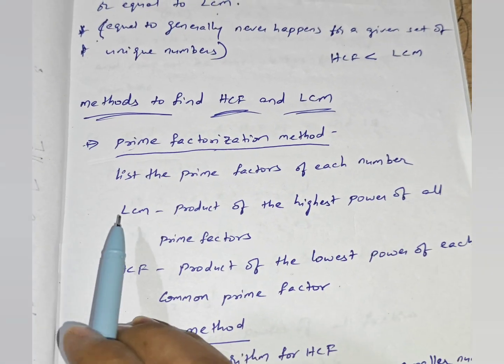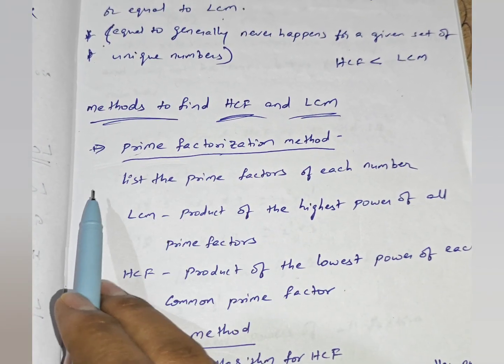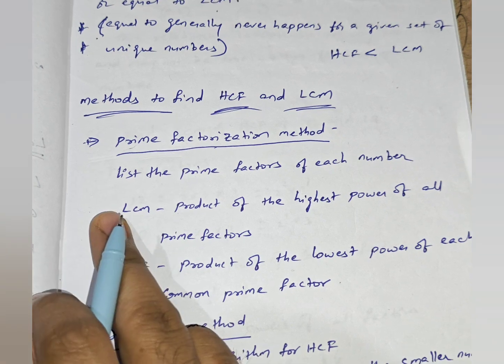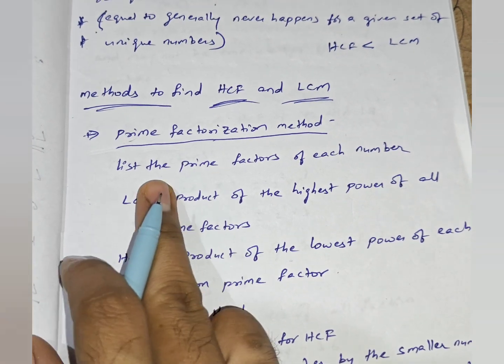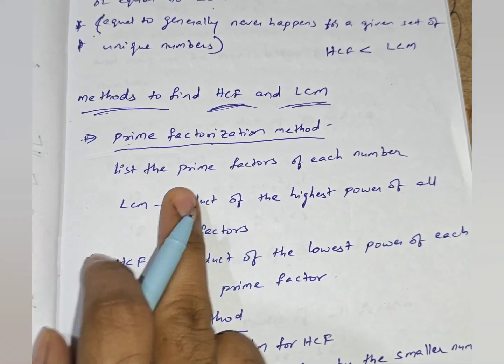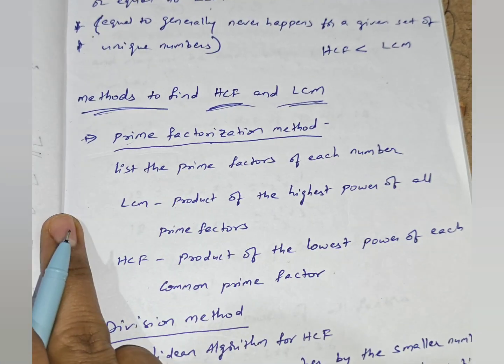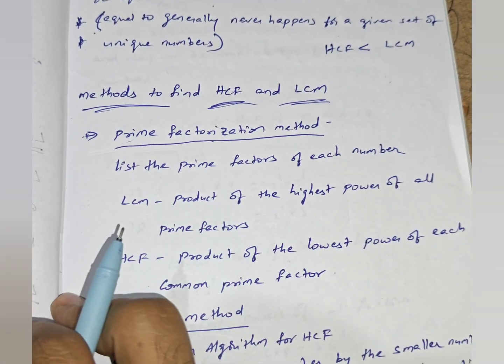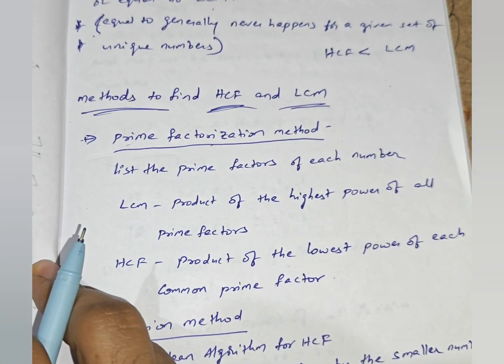Now, to find out the HCF and LCM of a given set of numbers, if the numbers' size is very small, you can find the HCF and LCM of that set very easily. But if the size of the numbers increases, then finding it becomes very difficult.